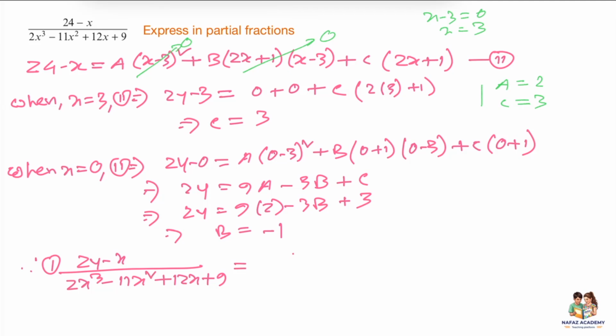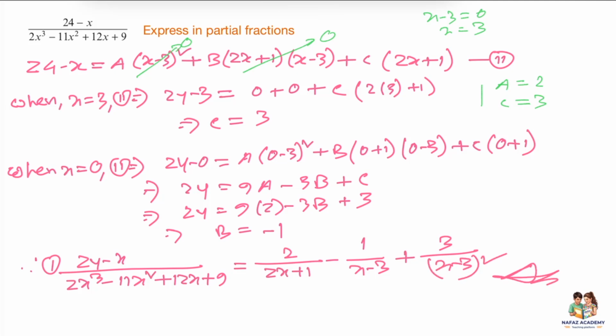You can watch my previous videos in this chapter for better understanding. B value is negative, so negative and positive, it is a negative sign. And C value is positive, so it is 3 over something.